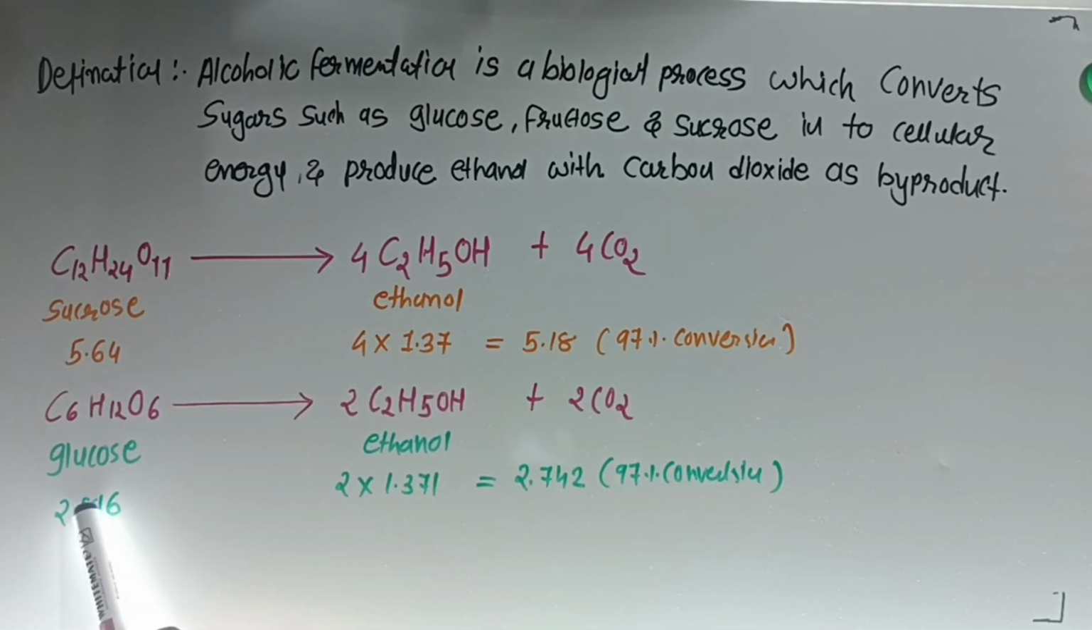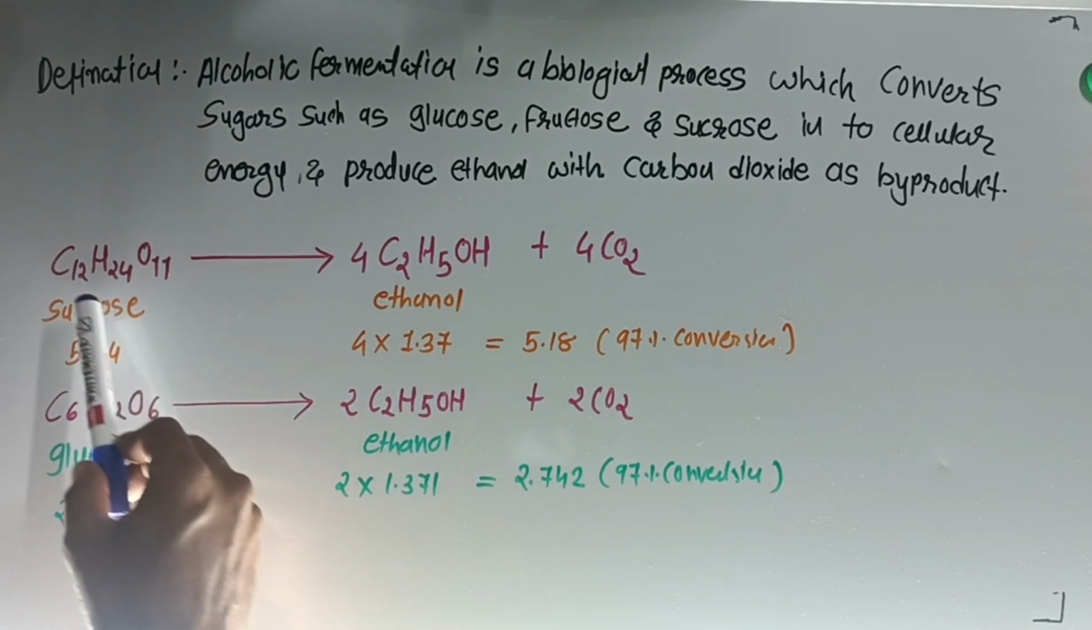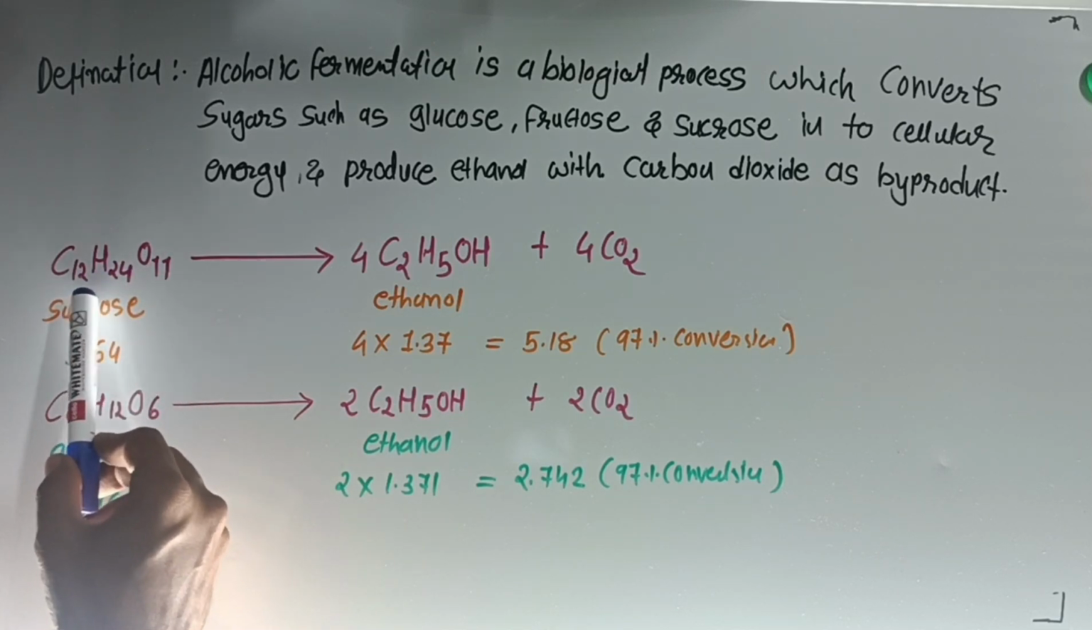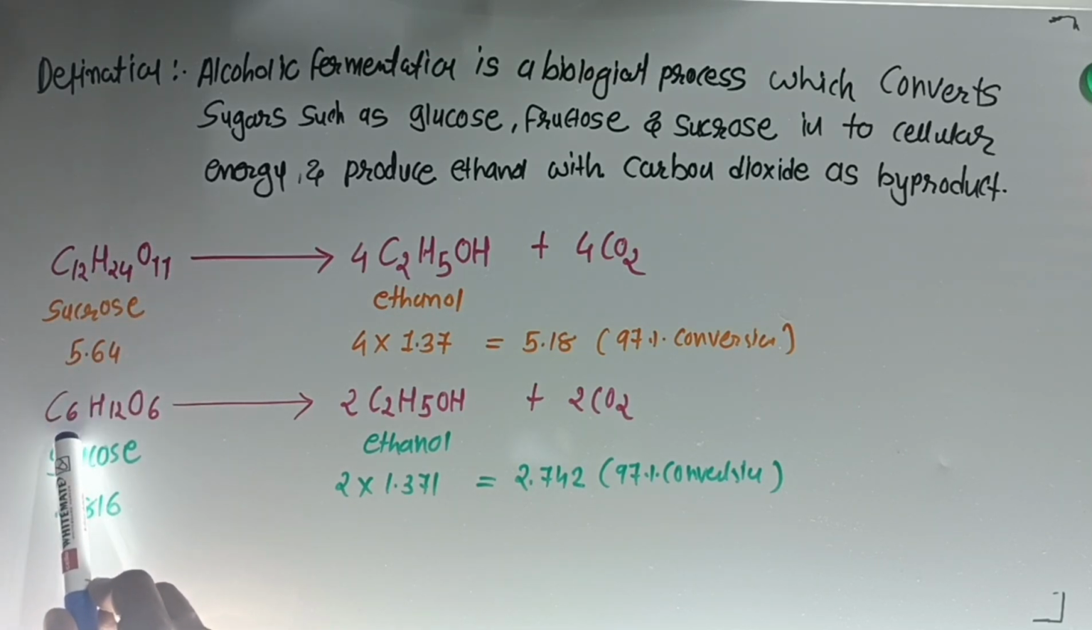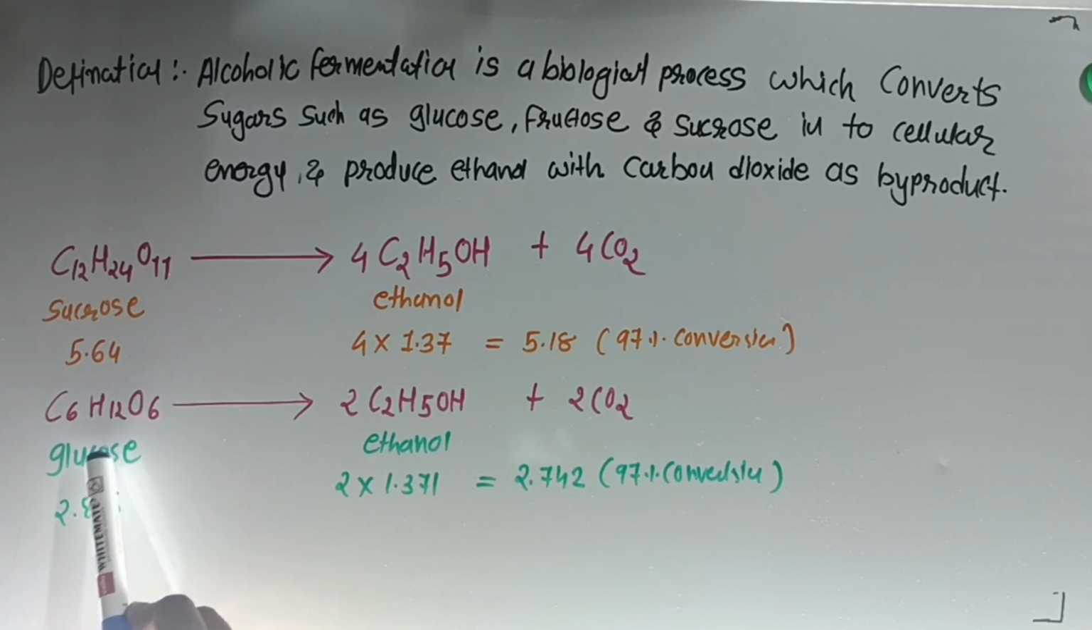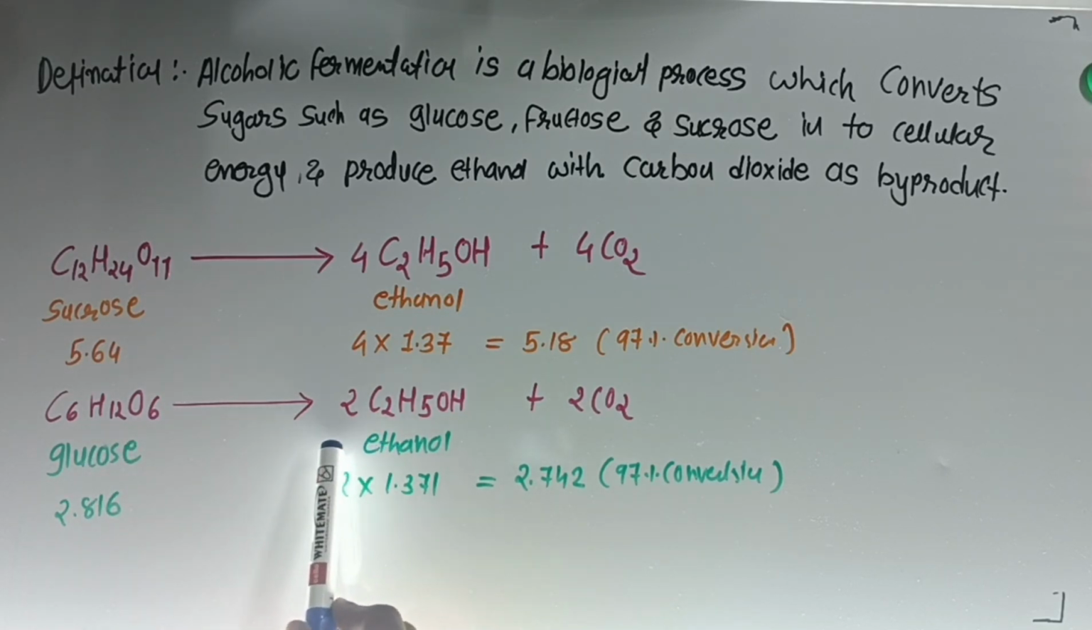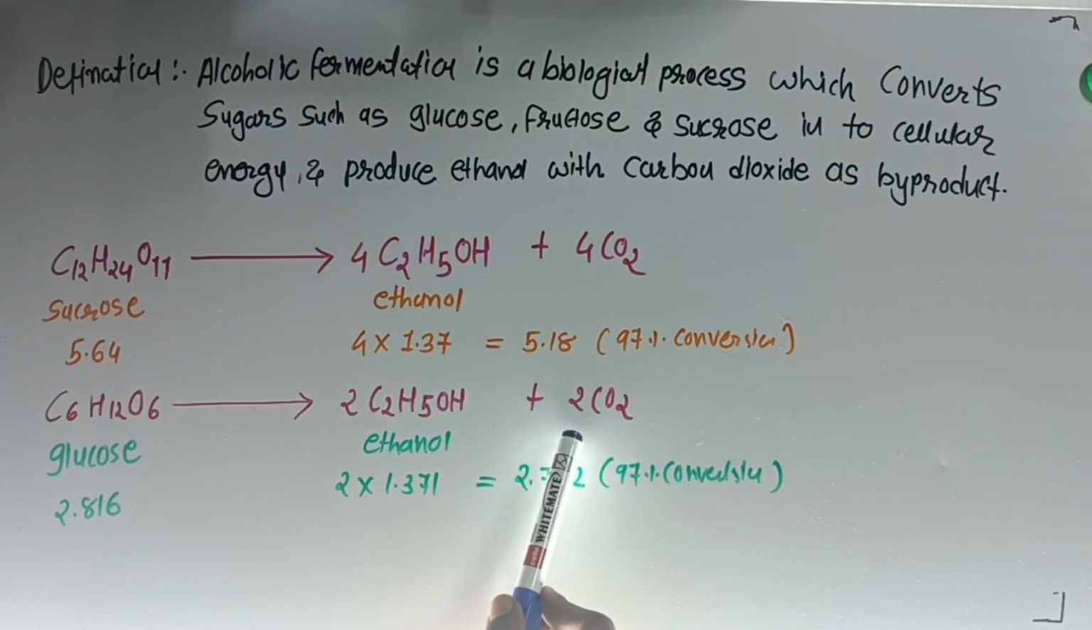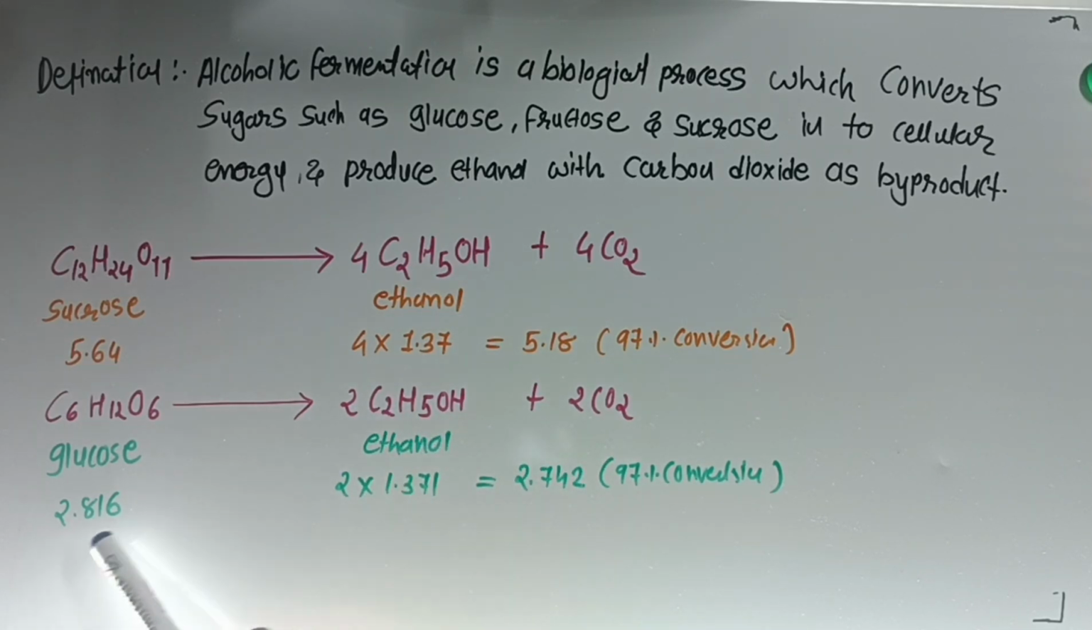Similarly, when we take glucose, C6H12O6, the process is the same. The only difference is the number of carbon and oxygen atoms. Here for sucrose the number of carbon is 12, and for glucose the number of carbon is 6, and oxygen is also 6. Glucose is converted into ethanol and CO2 as a byproduct. Similarly here, when we take 2.816, we get 2.742 of our product. This is similarly 97% conversion. So this is the simplest mechanism behind alcoholic fermentation or ethanolic fermentation.